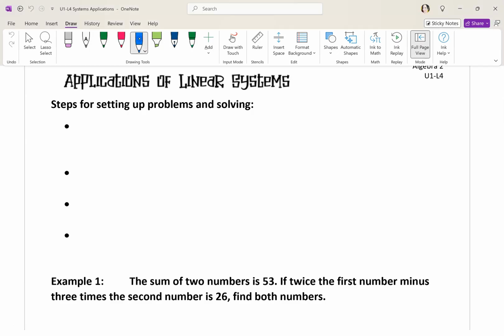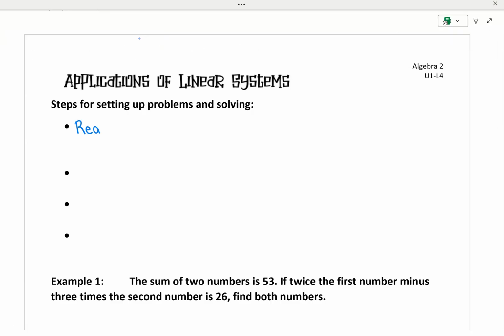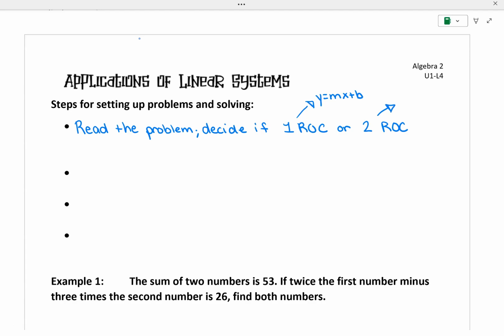Okay, so the first step is I want you to make sure you read the problem. And then I want you to decide if we have one rate of change or two rates of change. So if you have one rate of change, it's typically going to be y equals mx plus b form. If you have two rates of change, it's typically going to be in the ax plus by equals c form.